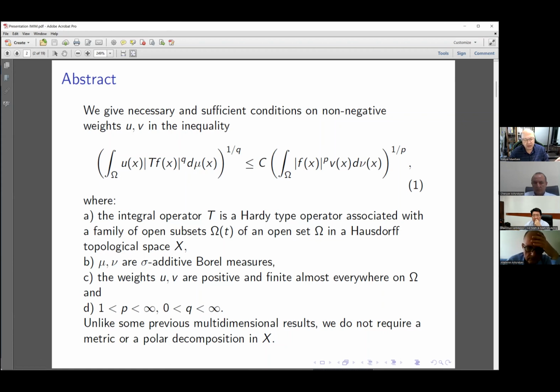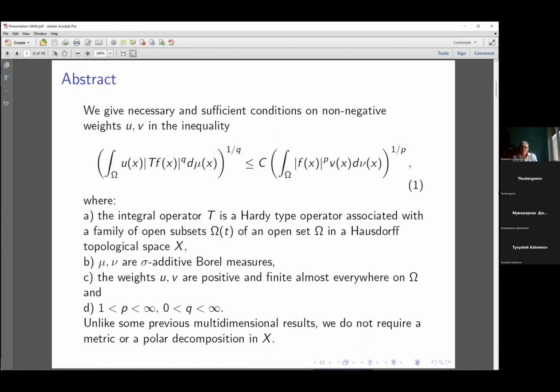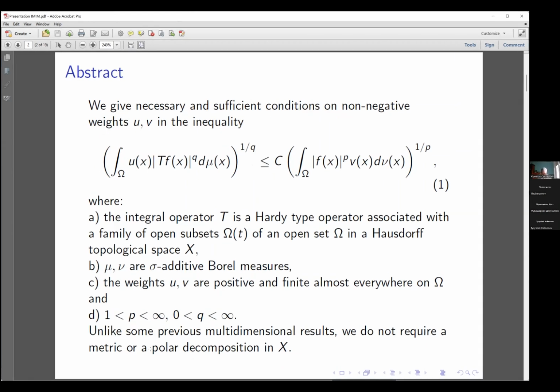And here in the last line, I underline the main difference between my results and what people did before, that I do not assume the existence of a polar decomposition, which was assumed in the papers by Ruzhansky, Yessirkegenov, and Verma, three authors in this area, okay?